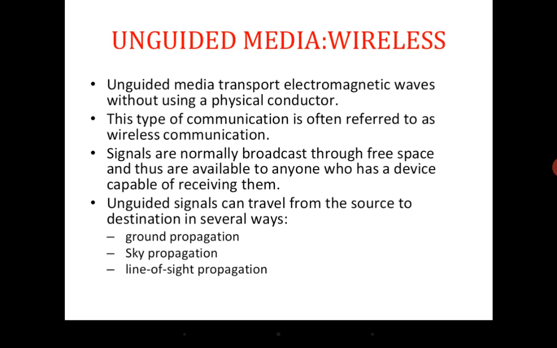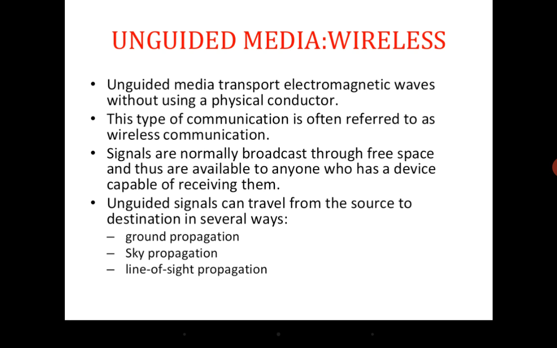Usually, transmission media in computer networks are divided into two categories. First one is guided media, and second one is unguided media. Guided media usually uses a physical medium to transmit data from a sender to receiver. But in unguided media, there is no physical form of any medium. It can transmit data in the air or in the free space. Thus, they are known as wireless communication. Unguided media are usually referred to as wireless communication.